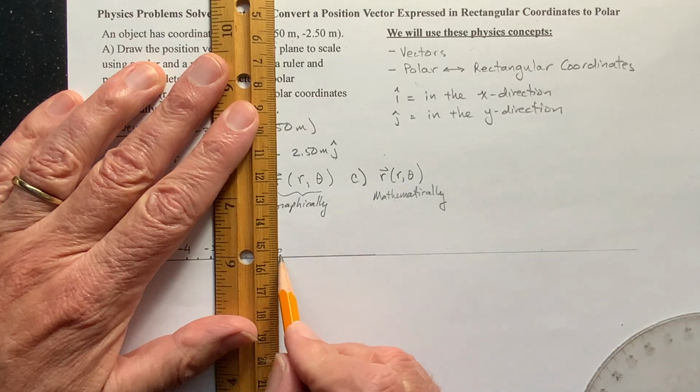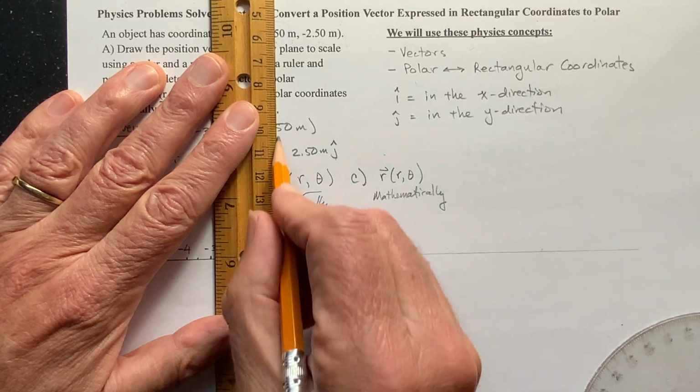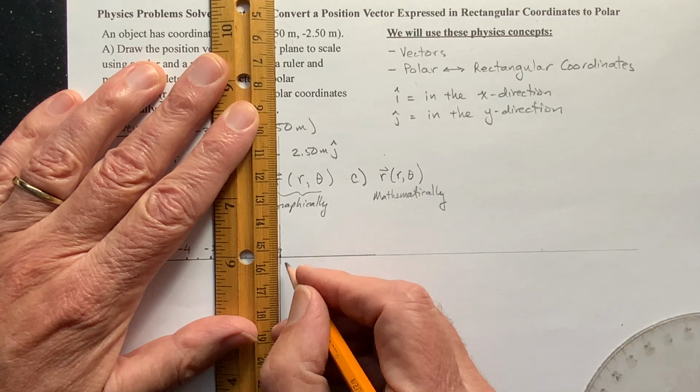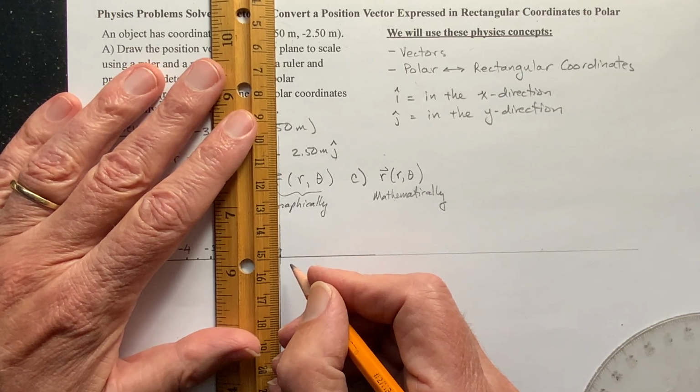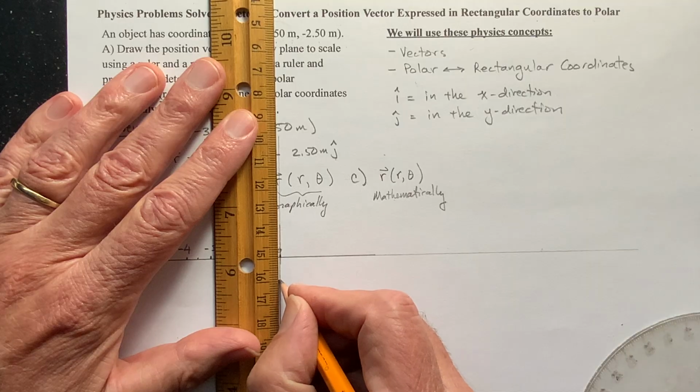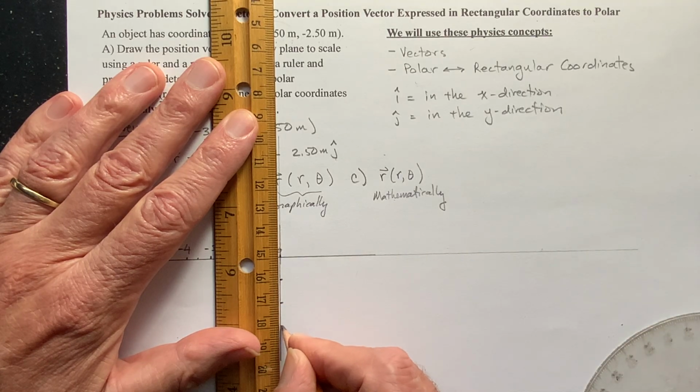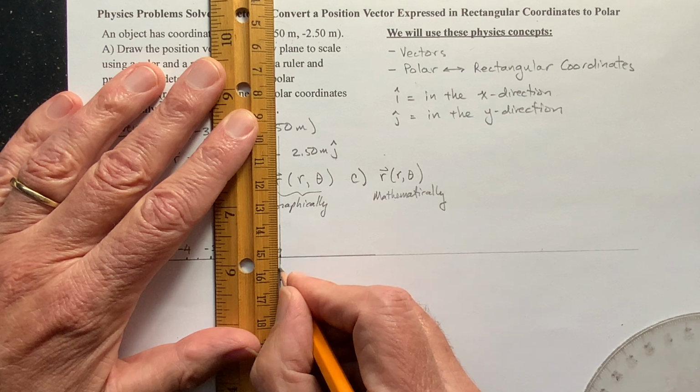Okay, and really it's going to be down. And then let's move this here, and then we're going to say this is 1, 2, 3, and then we'll make the half meter marks.